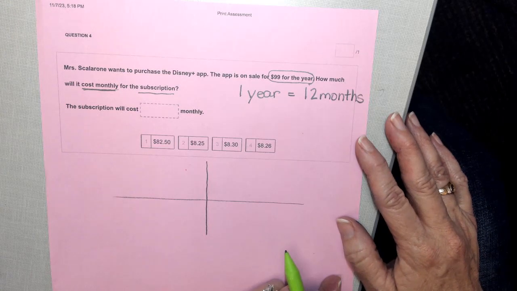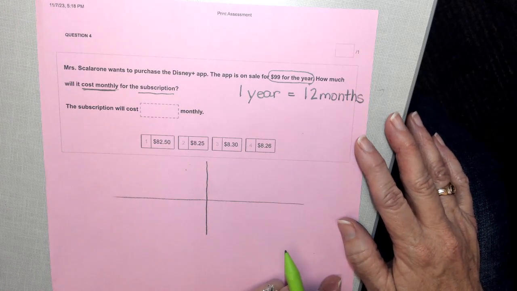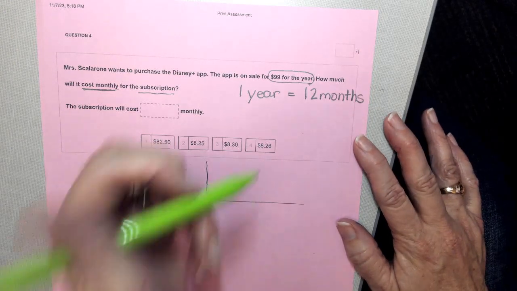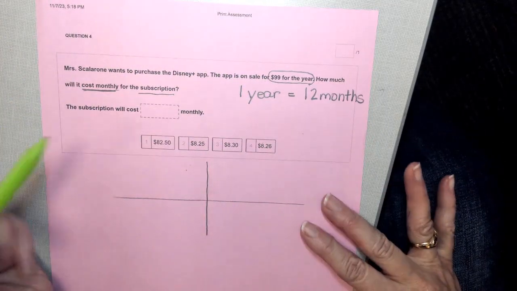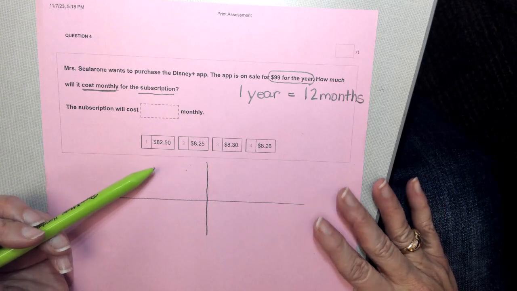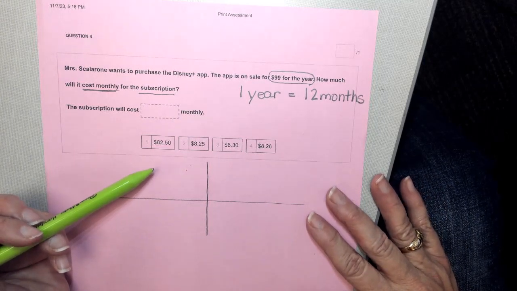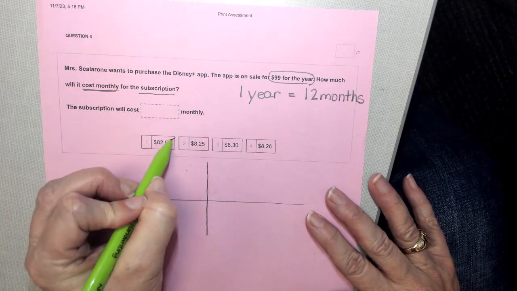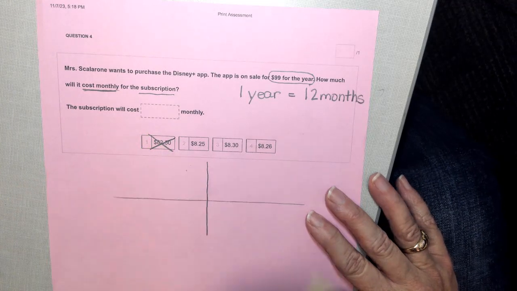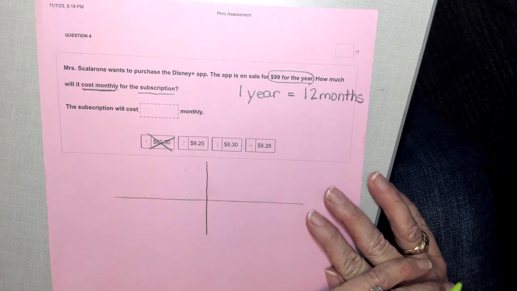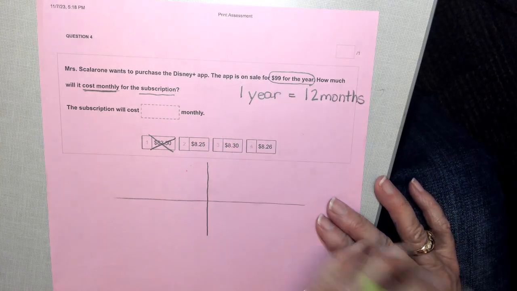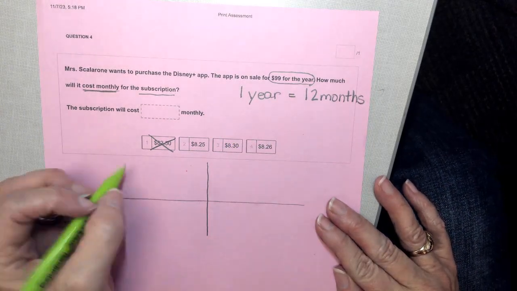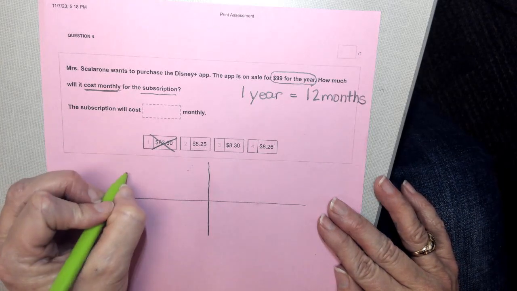So if each month is going to be the same, I'm going to look quickly to see if there are any answers that I could possibly get rid of. Yeah, absolutely. I don't think it's going to cost $82.50 per month when we know that the total bill is $99. Okay, so let's go ahead and fill in our window pane.